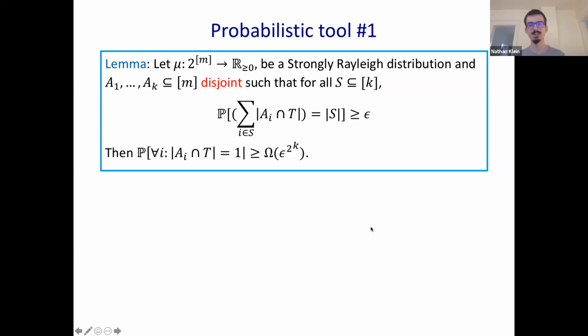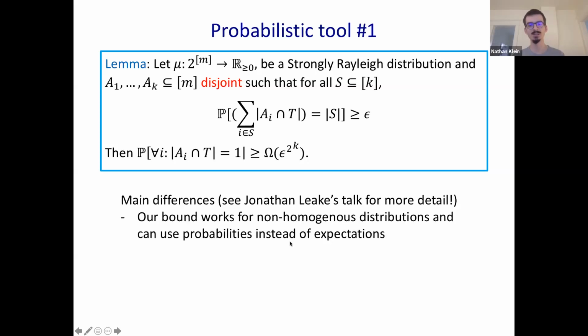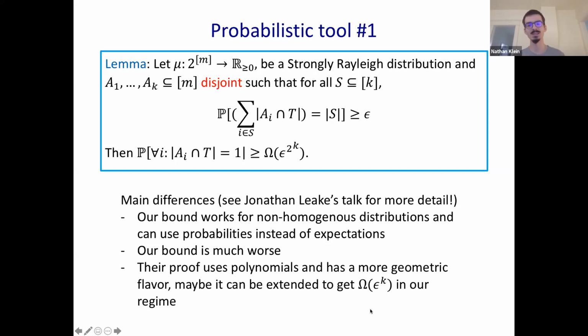And just to quickly highlight the differences between these two lemmas, although you should see Jonathan's talk for a lot more detail. Basically, our lemma works for non-homogeneous distributions and again uses probabilities instead of expectations. But the bound is much worse. We get this doubly exponential thing. I also want to mention that their proof seems to use the right tools, going more through the geometry of polynomials. So I think there's some hope it can be extended to get epsilon to the k in our regime, whereas our proof technique seems maybe more unlikely to get this bound.